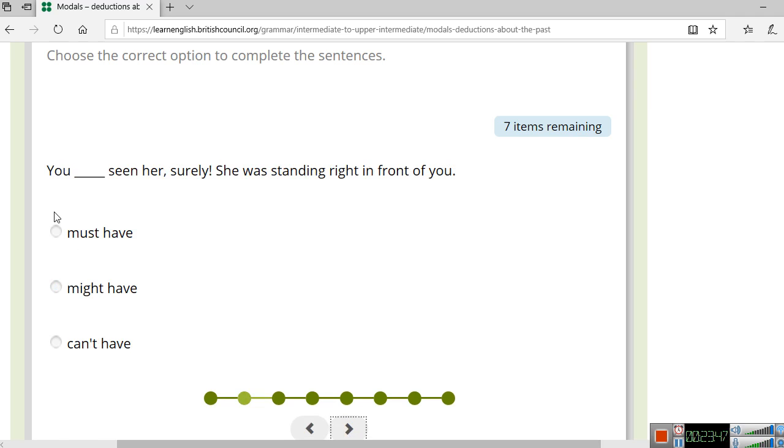Now, you blank seen her, surely. She was standing right in front of you. So, Carolina, can you please help me with this one? Sure.